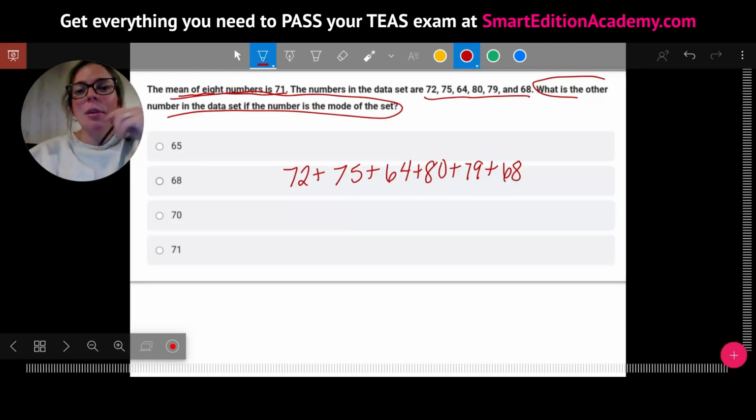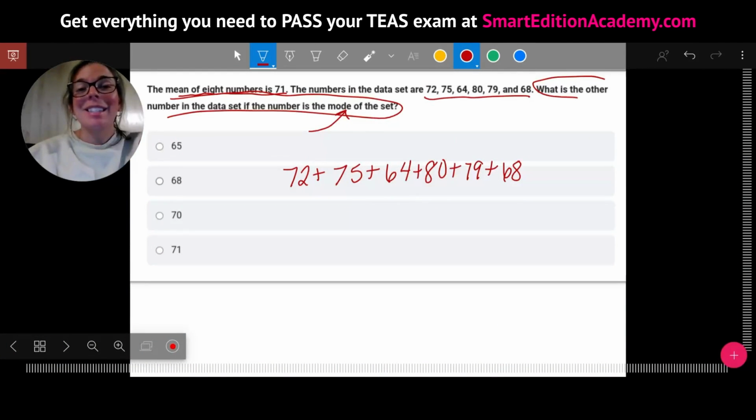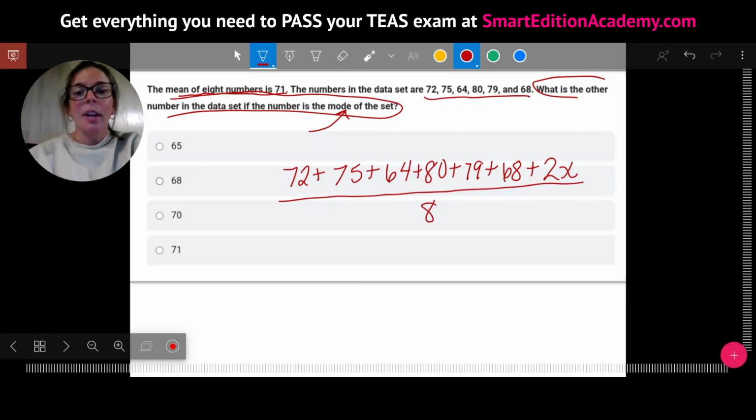So the other number of the data set is the mode of the set. So remember what mode means? Mode means it happens the most often. So far, every number only happens once. It seems like the missing number is going to happen twice. So I'm just going to call that number X. Whatever we're trying to figure out is X. So we'll have 2 of those in order for that to be the mode. So now when I add all of these up, I divide by 8 because there'll be 8 pieces of data. This has to equal 71. My mean is 71.